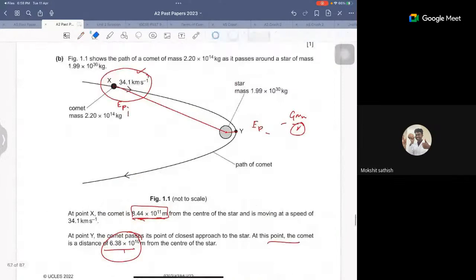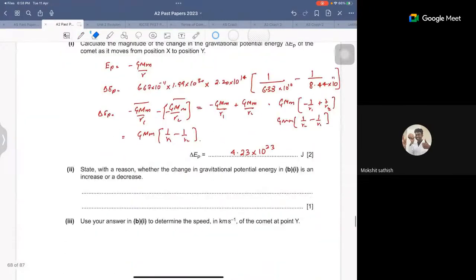Then state whether the change in gravitational potential energy is an increase or decrease. When it's moving towards the Earth, or the star, the force it is getting is towards it, so the work is done in favor of the force. Whenever work is done in favor of the force, potential energy decreases. If the force was in the opposite direction, it would be increasing gravitational potential. So the force is attractive.